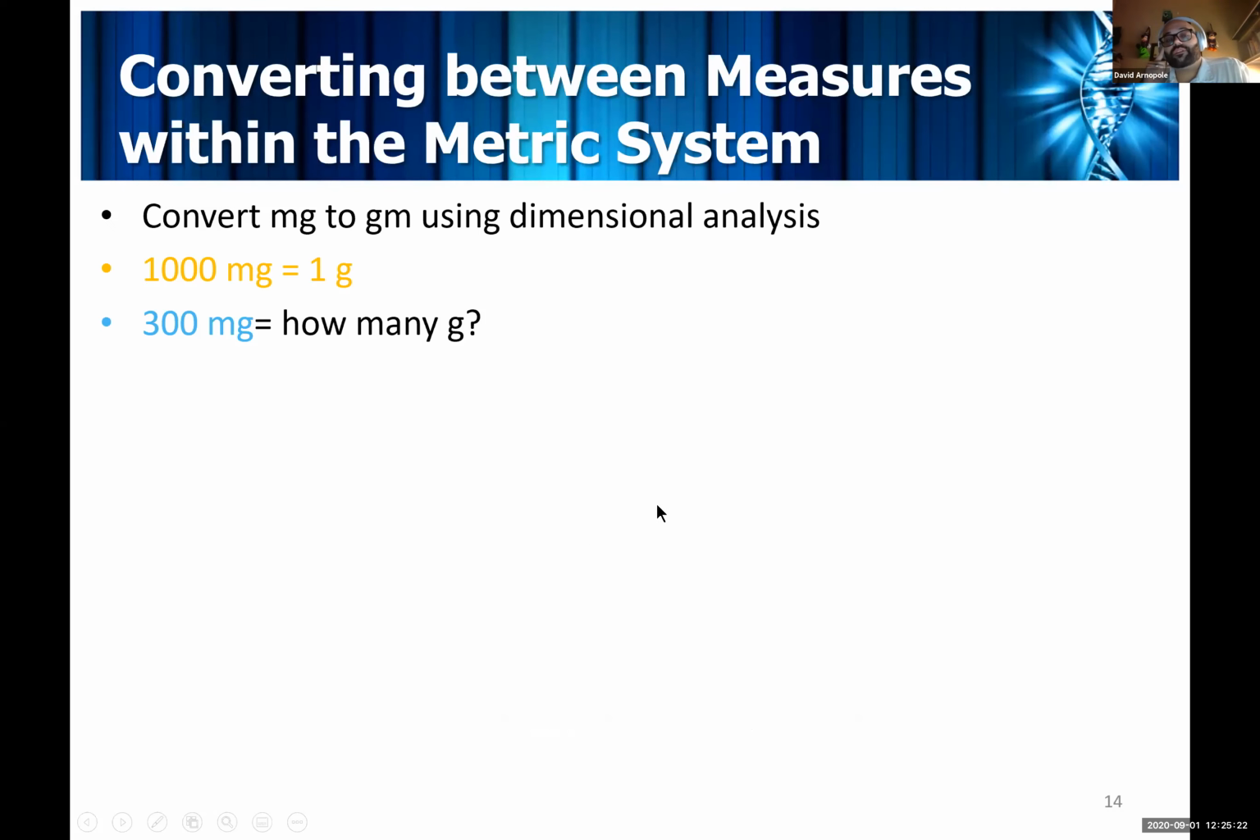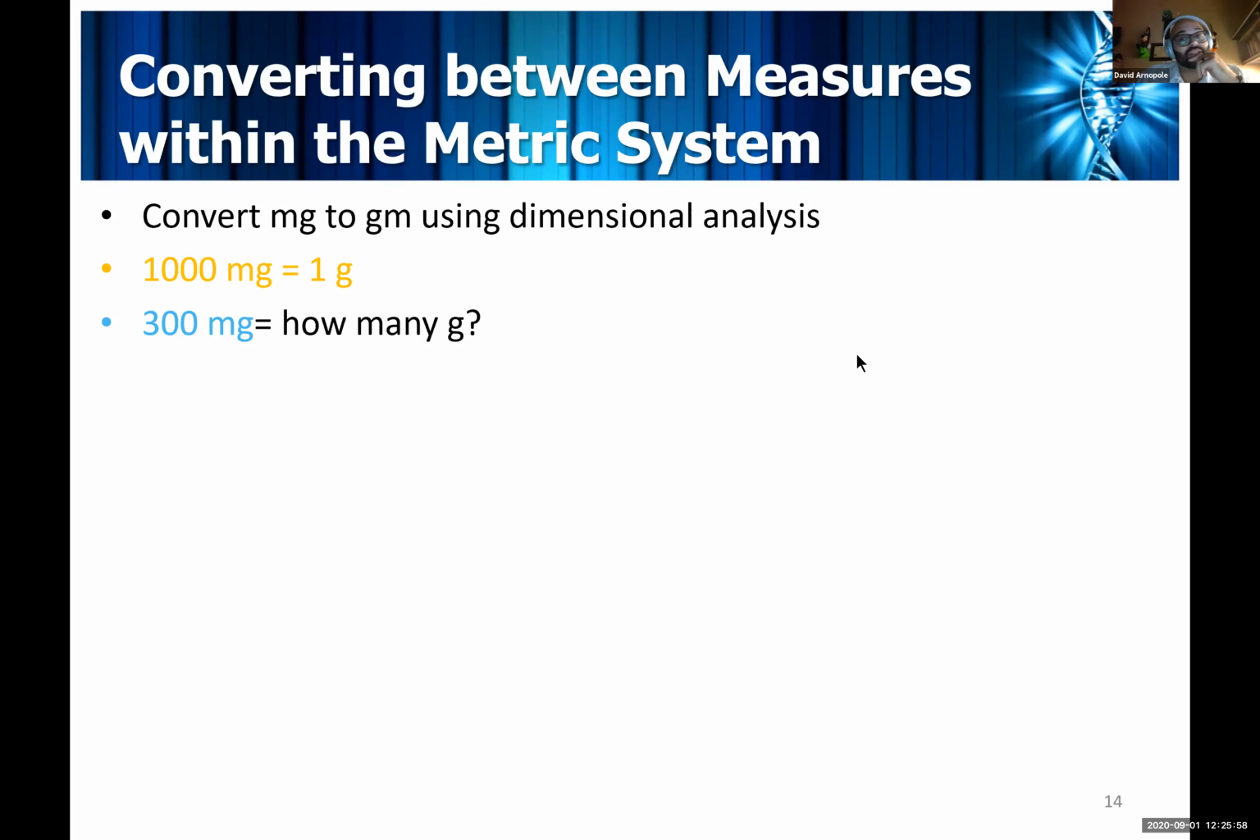All right, conversion. Convert milligram to gram. So I've got 1,000 milligrams as a gram. 300 milligrams equals how many grams? I know you can do it in your head. Dimensional analysis. Okay? Some people can do these in your head, and that's fine to start. But again, I'm trying to use simple ones to get us started in this.